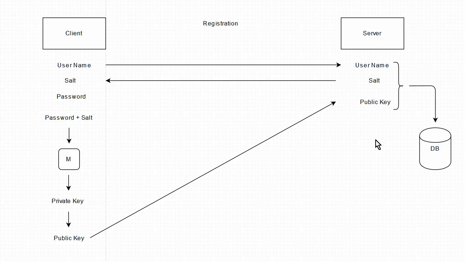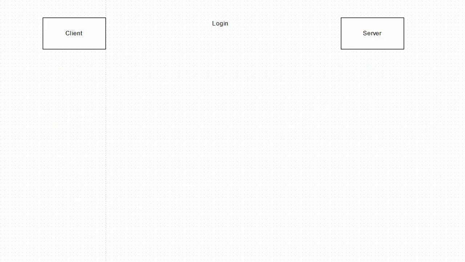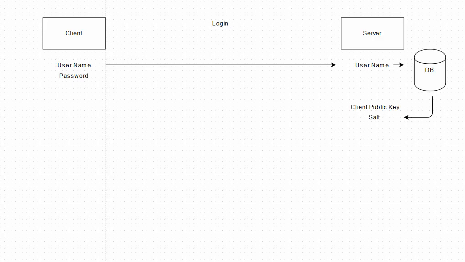Okay, so now we're registered, let's do the login. Your client has been registered fine, and now they want to log into the server. So the first thing the client will do is ask them for their username and password. Then the username only is sent to the server. The server then looks in the database and retrieves the public key and the salt for that particular user. The server then sends the salt back to the client. Using the password and the salt, and optionally the username if that's what you've selected to do, the client uses method M to generate a private key.